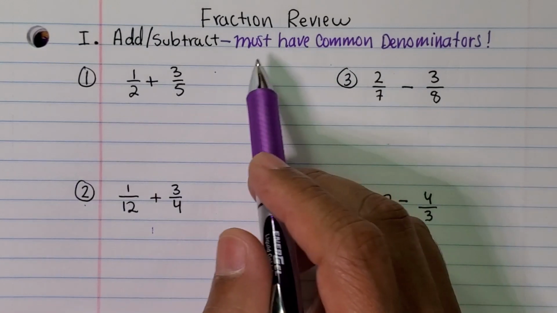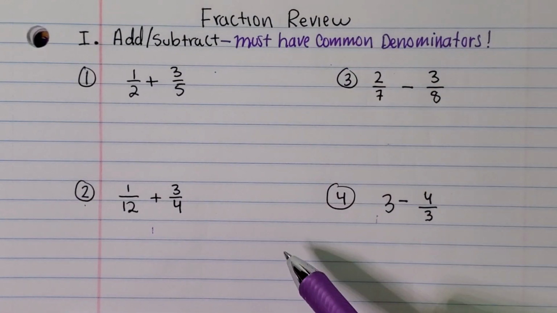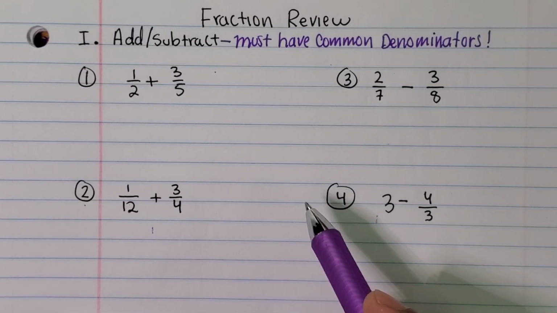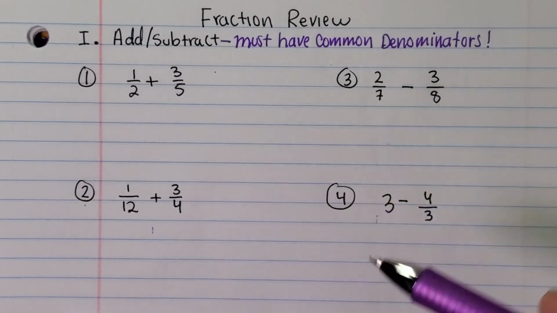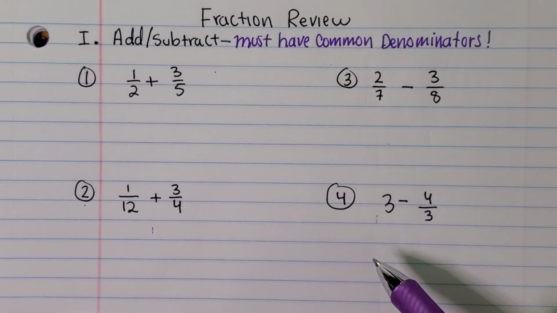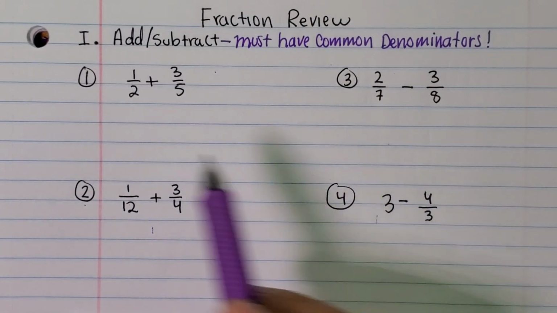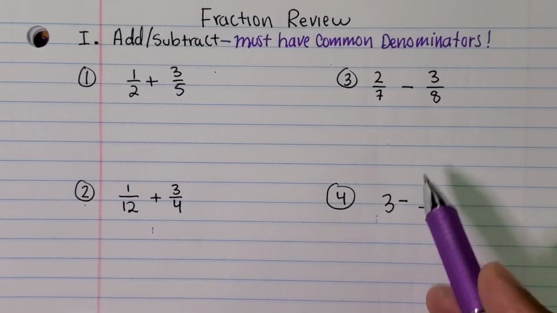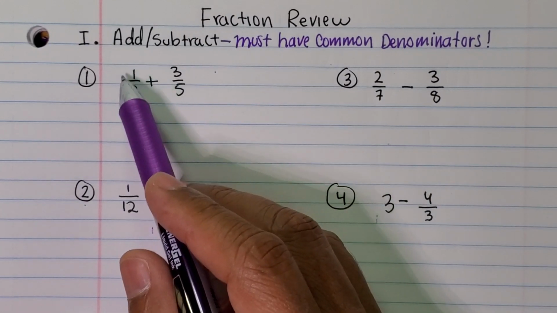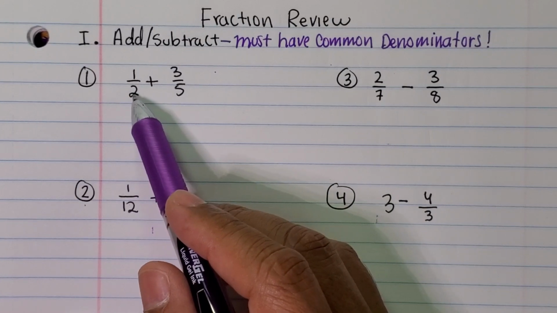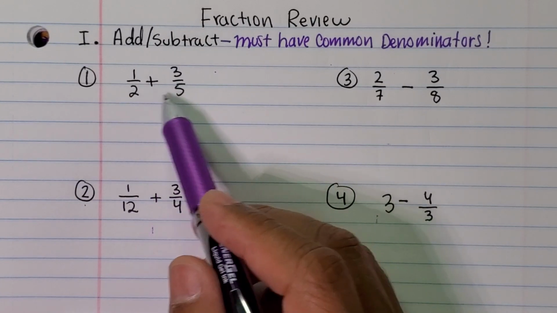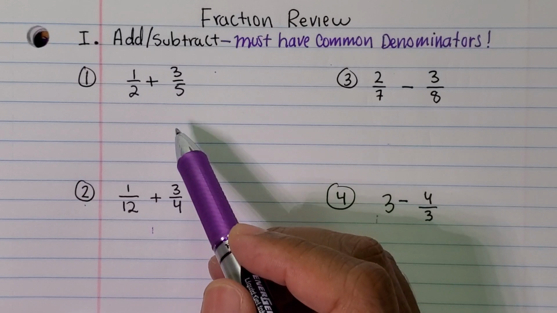So remember here, we must have common denominators on both of the fractions, or if we're trying to add 2 or 3 or more, they've got to have the same denominator so we can add them or subtract them. So let's look at example number 1. This is 1/2 plus 3/5. Notice that the denominator on this one is a 2 and this one is a 5. So that means they do not have the same denominator.